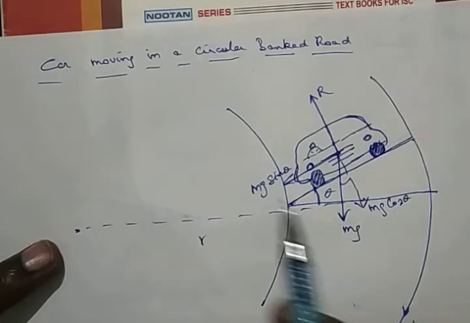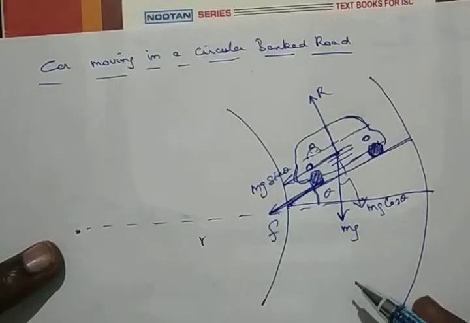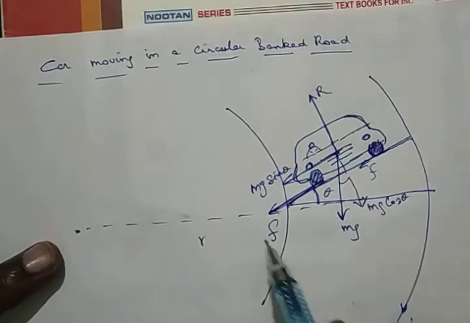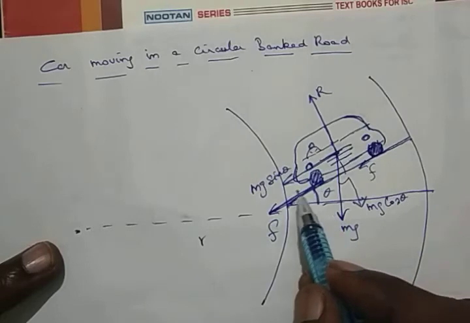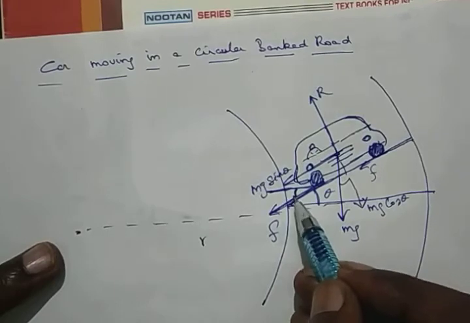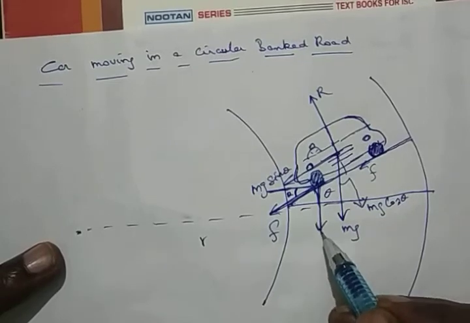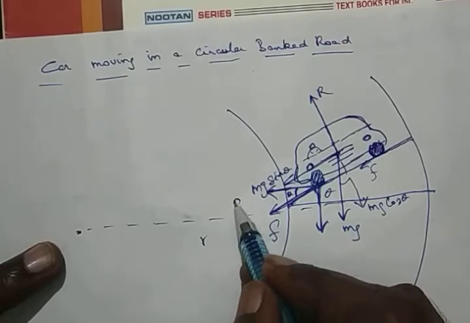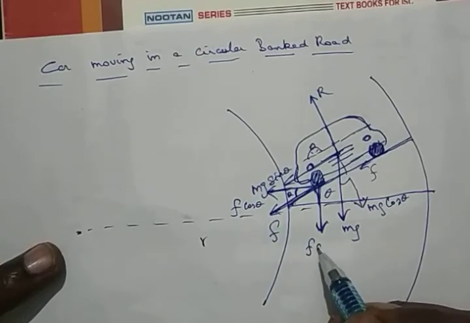But remember, as it is moving very fast, the frictional force will be acting in this direction. This is the frictional force. Here also it will be acting in this direction. So this frictional force also can be resolved into two components. It's going to be looking very dirty now. Frictional force is also at theta, resolving into two components. This direction of frictional force will be F cos theta, and this direction will be F sin theta.